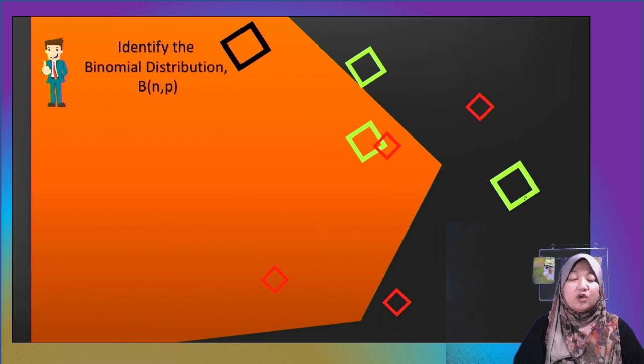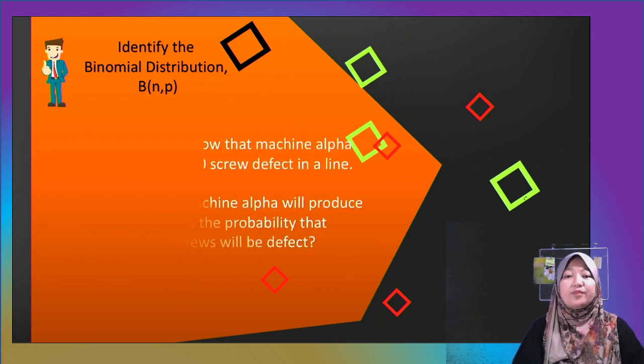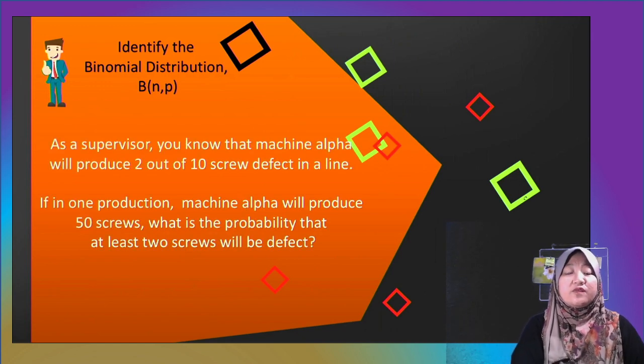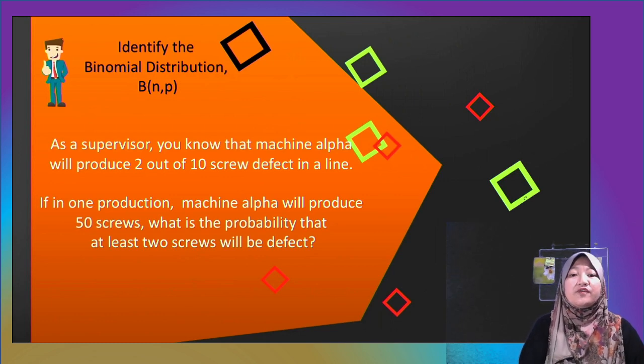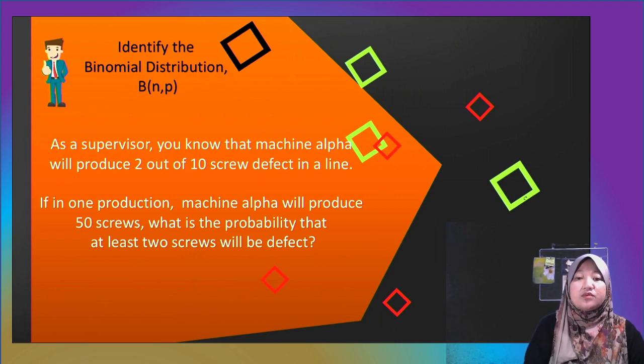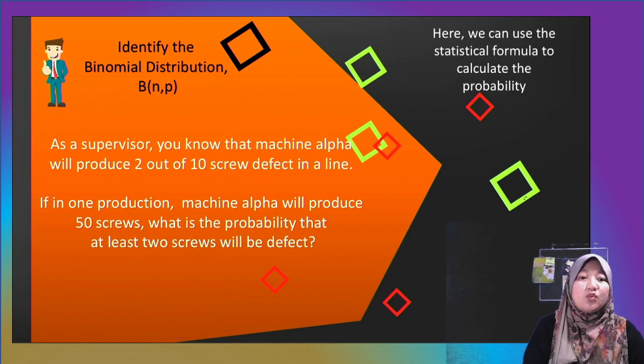I give you one scenario. As a supervisor, you know that machine alpha will produce 2 out of 10 screw defects in a line. If in one production, machine alpha will produce 50 screws, what is the probability that at least 2 screws will be defect? So, how to find the probability? Here, we can use the statistical formula to calculate the probability.